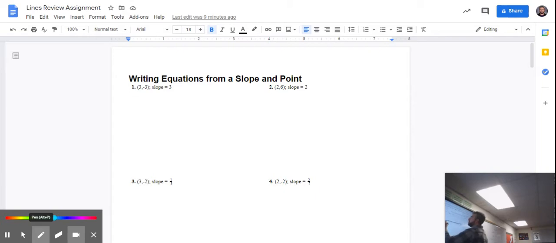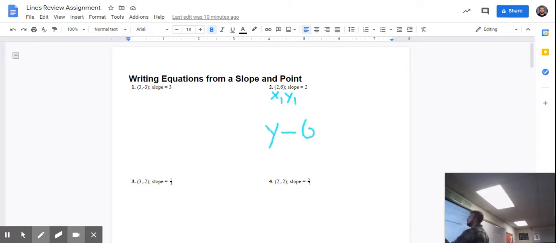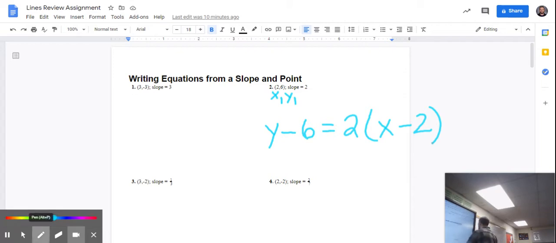We have a slope of 2 and a point, x1, y1. All right, so we'll start with this. So we say y minus y1, which is 6, is equal to the slope of 2 times x minus 2. Now, if they wanted this in point slope form, this is their correct answer. But let's say they want it in slope-intercept form. We need to do more work, right?